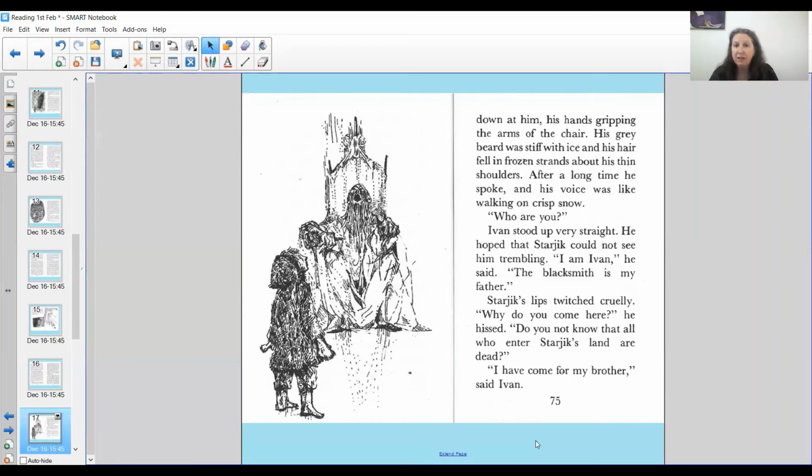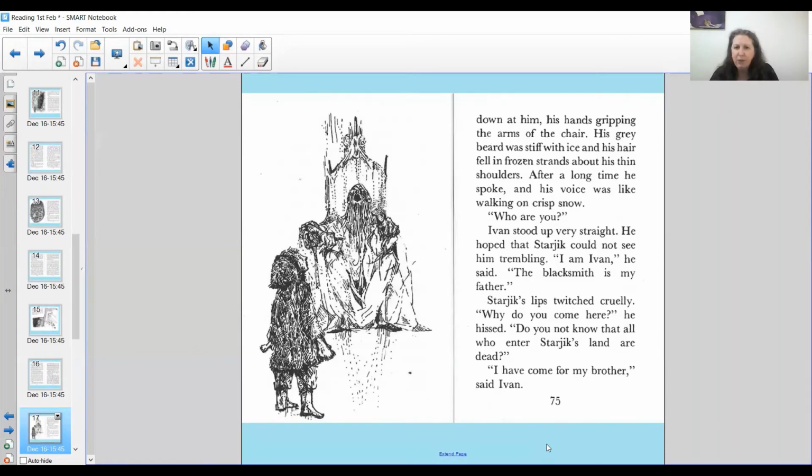Ivan stood up straight. He hoped that Starjik could not see his trembling. "I am Ivan," he said. "The blacksmith is my father." Starjik's lips twitched cruelly. "Why do you come here?"